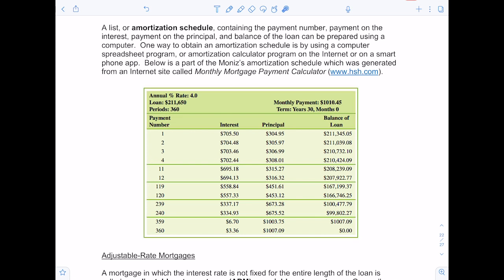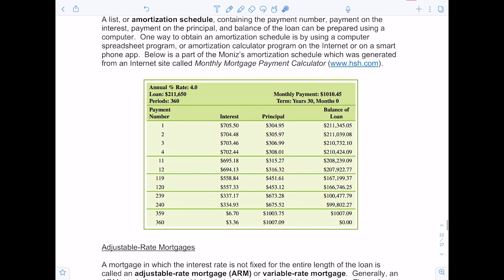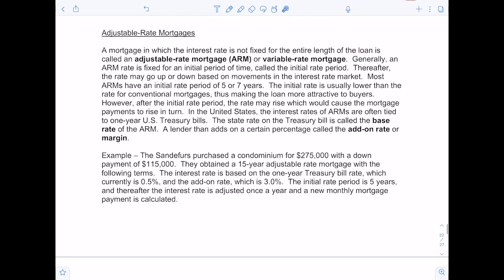Okay, so it's good to have this table. A lot of times when you purchase a home, you can calculate all of that. You can also find these calculators online. So here's an example of one that you can go to that will actually give you an amortization schedule if you know all of the variables involved. It's called the monthly mortgage payment calculator. So it's very informative.